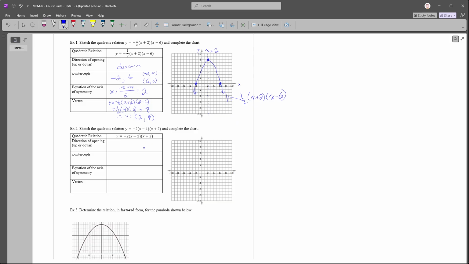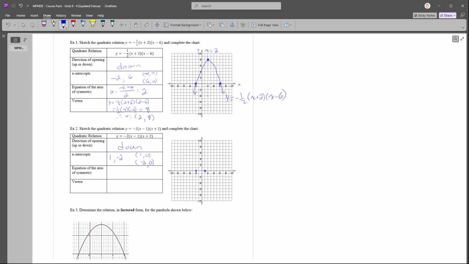So let's do it again. We're looking at the equation y is equal to negative 2 times x minus 1 times x plus 2. Our a value is negative 2, so it's going to open down. Our x-intercepts are the opposite signs. So we have 1 and negative 2. Those are our two x-intercepts, which are located at 1, 0 and negative 2, 0.